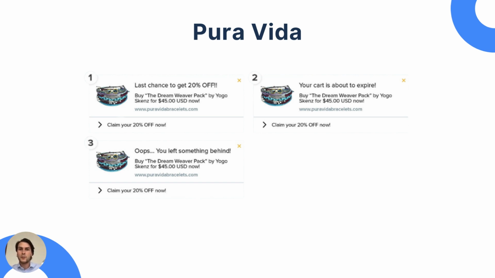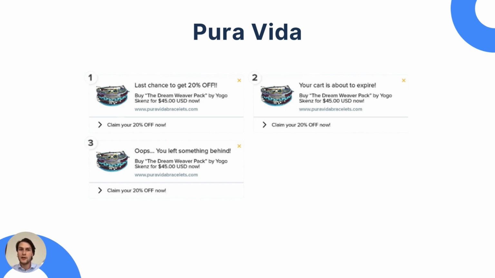This is an example of both a triggered and a reminder notification. The notifications you can see here show one of the sequences the brand uses to retarget its audience. They encourage shoppers to finish their purchase and give an extra incentive by offering a 20% discount when doing so.